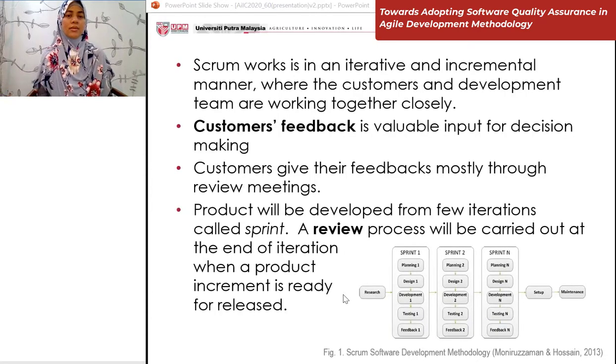Okay, we talk about Scrum methodology. Scrum works in an iterative and incremental manner where the customers and development team work together closely. Customers' feedback is valuable input for decision making. Customers give their feedback mostly through review meetings, and a product is developed from a few iterations called sprints. A review process is carried out at the end of an iteration when a product increment is ready for release. This is an example diagram of the Agile Scrum software development methodology.